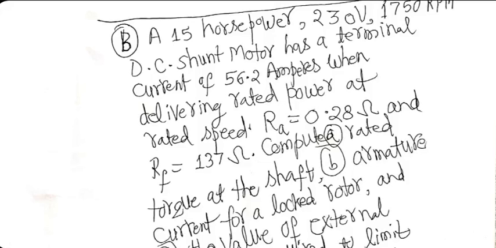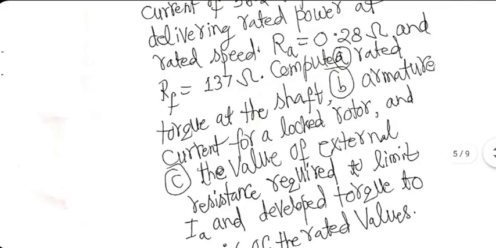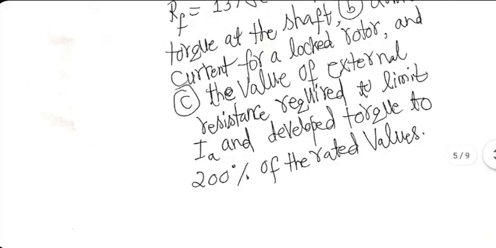Armature current for a locked rotor. Locked rotor means the rotor is not rotating. N is 0. That is what they mean by locked. And the value of external resistance required to limit IA and develop torque to 200% of the rated value.